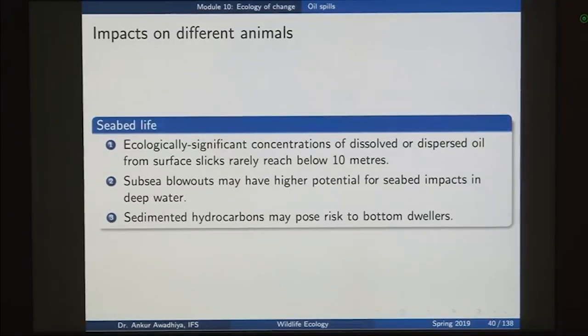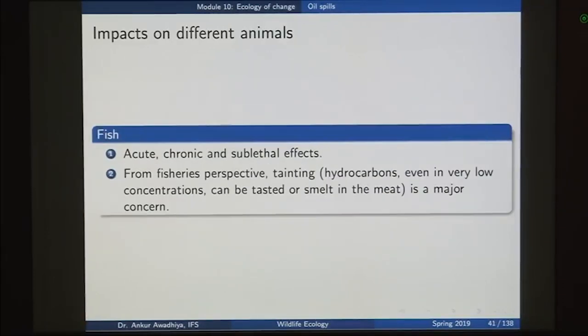In the case of seabed life, ecologically significant concentrations of dissolved or dispersed oil from surface slicks rarely reach below 10 meters. So, in this case they are less vulnerable, they are not that much exposed to the oil, except in the case of subsea releases or subsea blowouts that have a larger potential. And the sedimented hydrocarbons may also pose a risk to the bottom dwellers, but because the vulnerability is less, there is less impact that has been noted in the ecosystems.